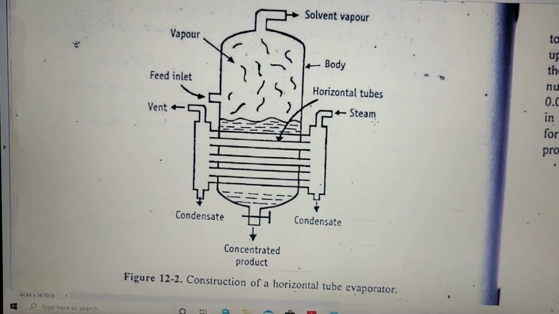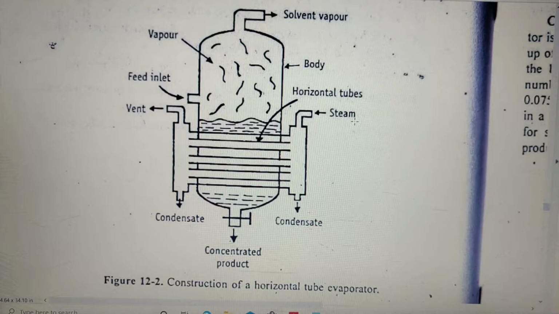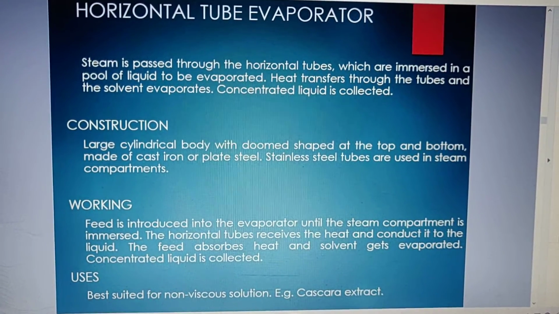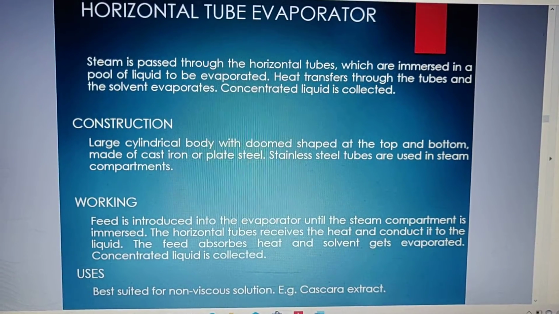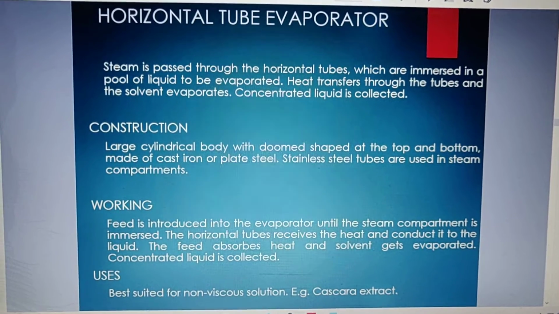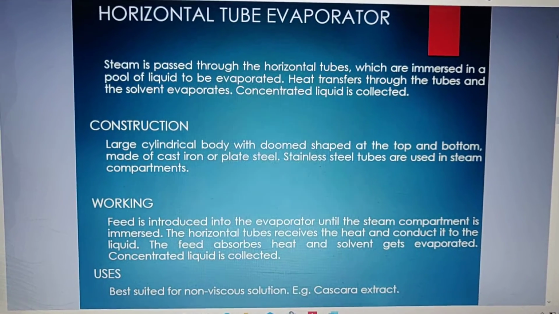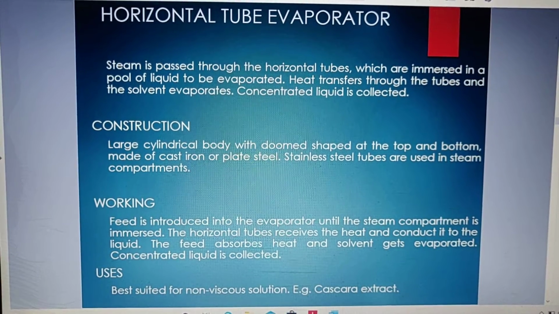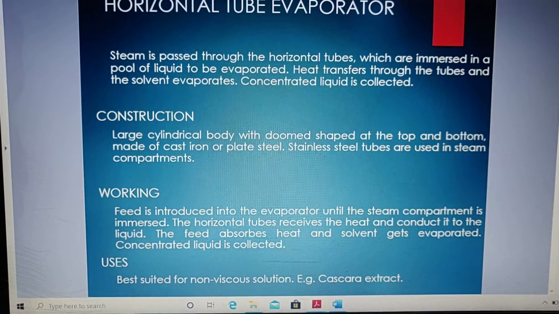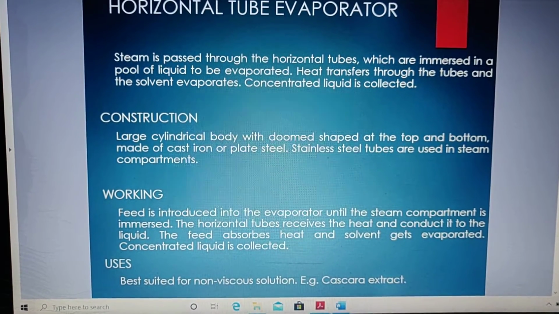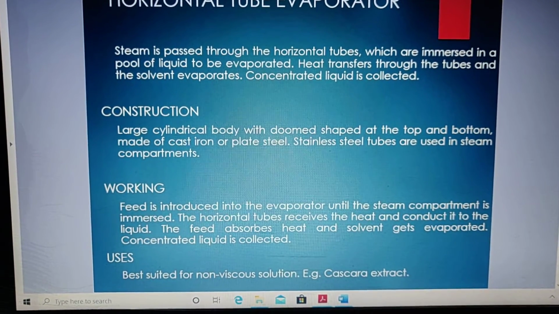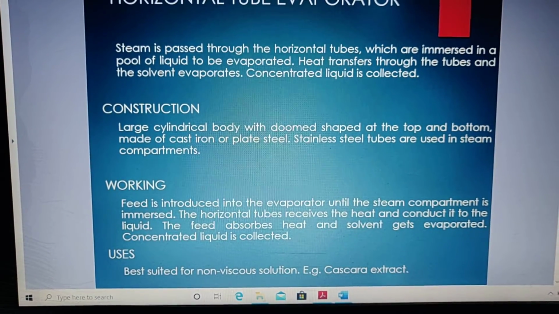So this is all about the diagram, the construction and principle. Now from this slide we will see in short the principle, construction and working, as we have discussed by seeing the diagram. Hence diagrams are important. You can draw it and you can explain it very well. So the tubes were horizontal, hence the name horizontal tube evaporator. Now steam is passed through the horizontal tubes which are immersed in a pool of liquid to be evaporated. Heat transfers through the tubes and the solvent evaporates. Concentrated liquid is collected from the bottom.